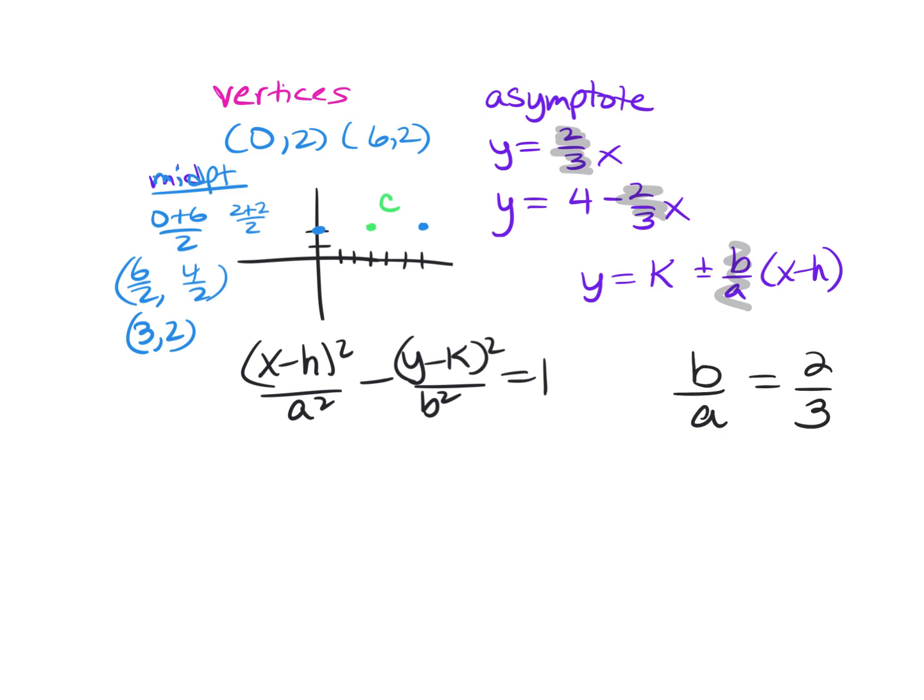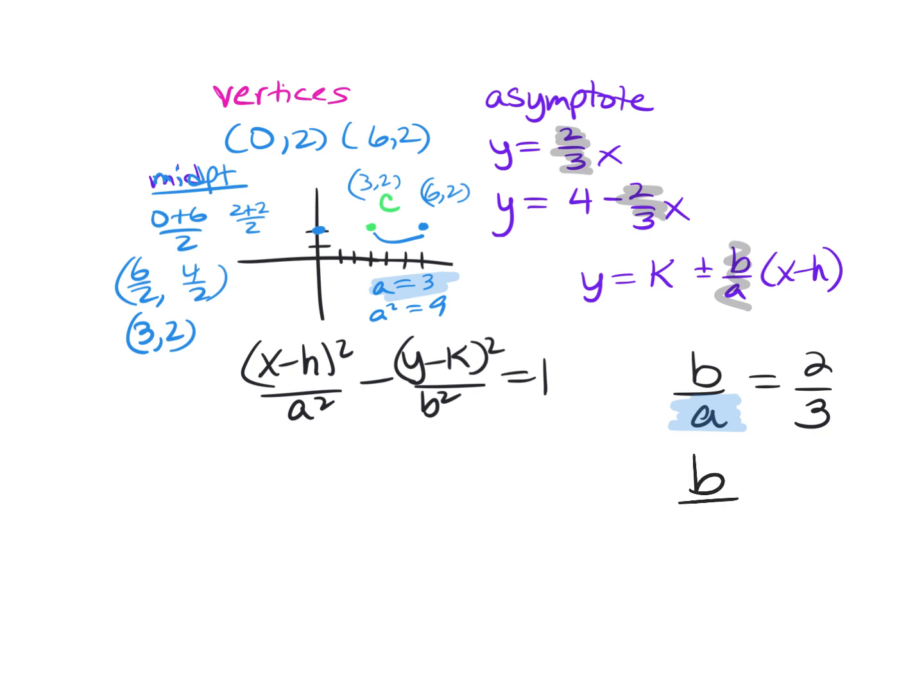I already can find my a value from my visual. From the center to the vertex, I can already see that there are 3 spaces from this ordered pair (3, 2) to the (6, 2). So my a value is 3. So a squared, when I fill it in, is going to be 9. But in my proportion, or my equation, I can fill in a equals 3.